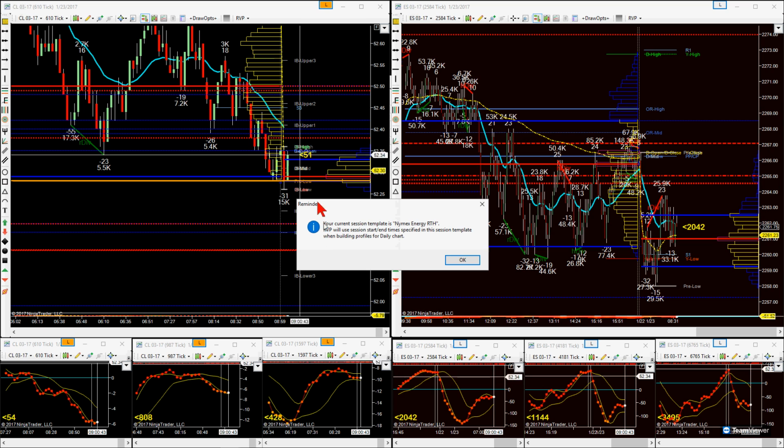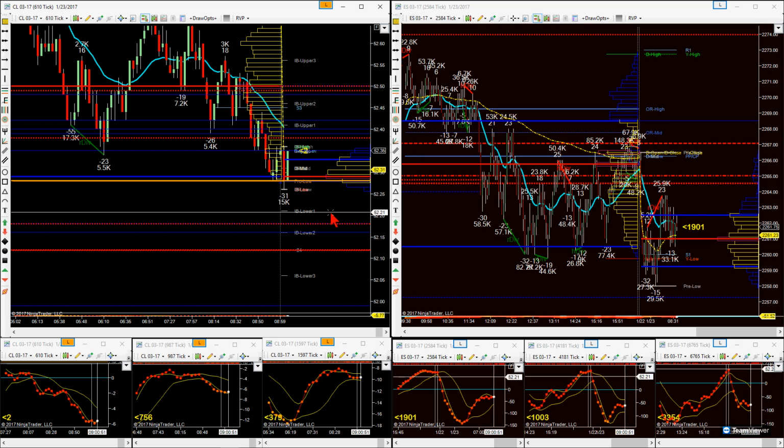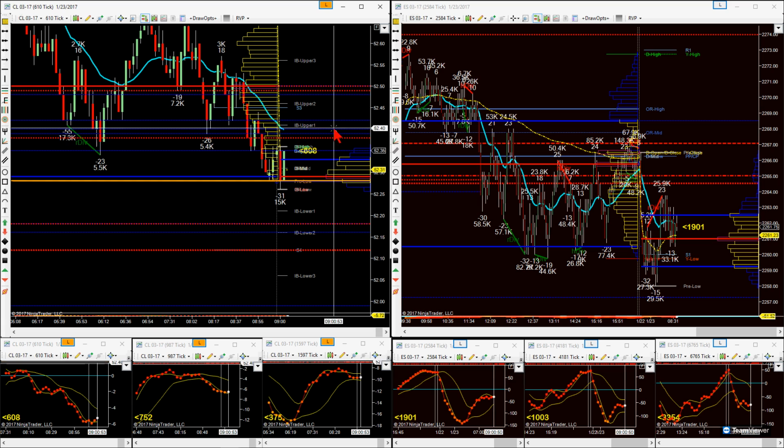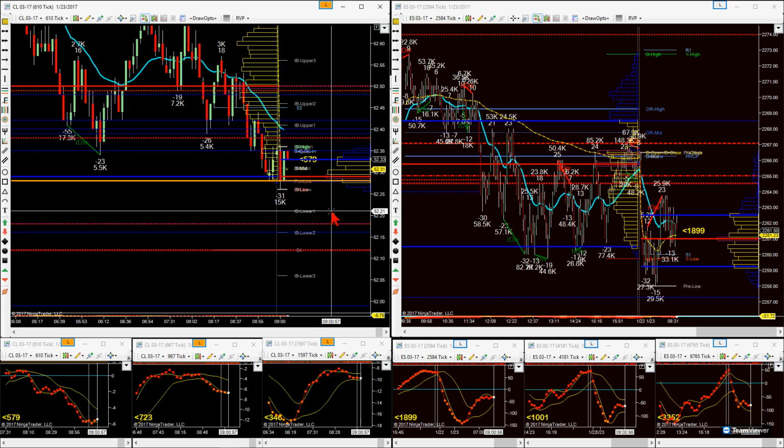The ideology I'm referring to is that you have a couple of support levels beneath you. You have the overnight low. You have short inventory overnight, expecting a correction back towards the gap. But let's start waiting to see what kind of setups form, if any.